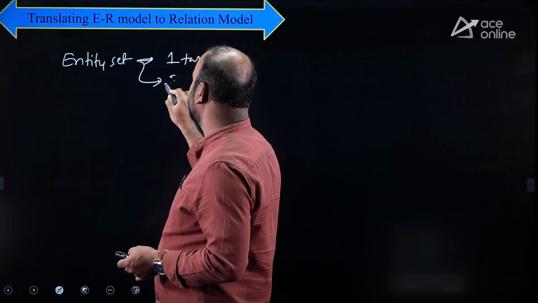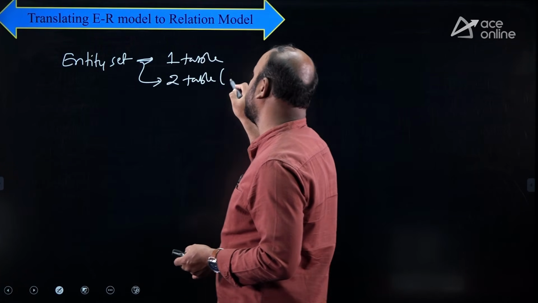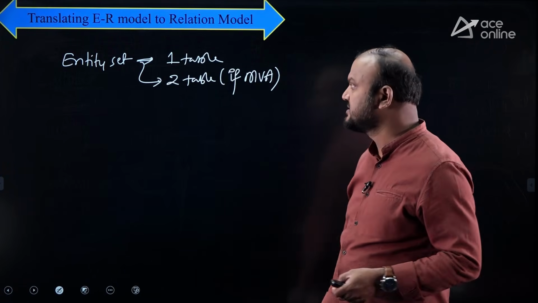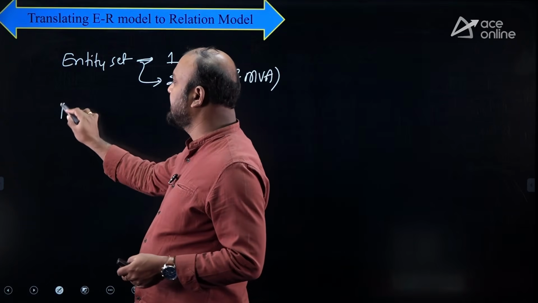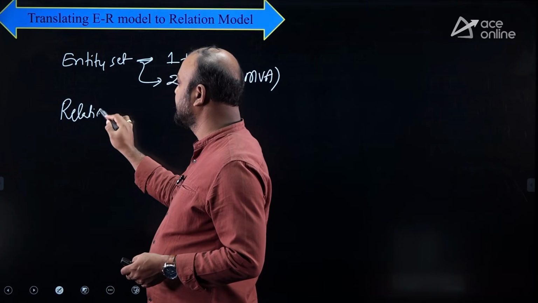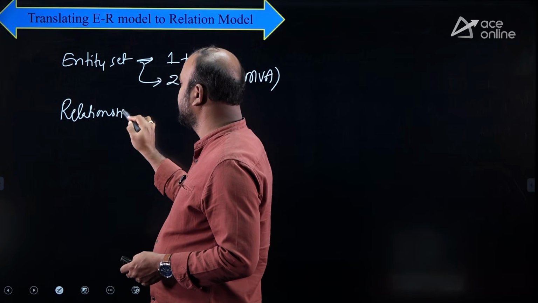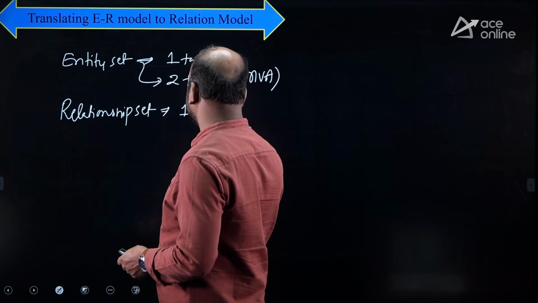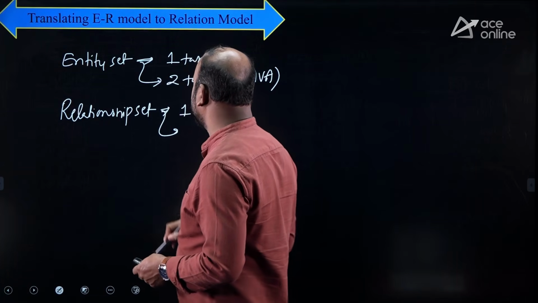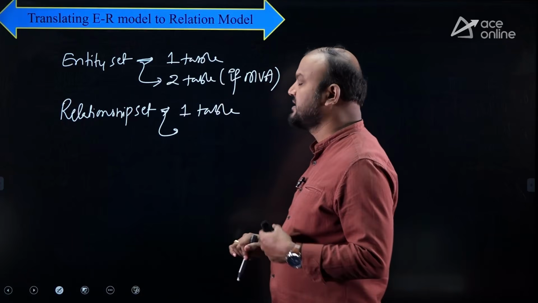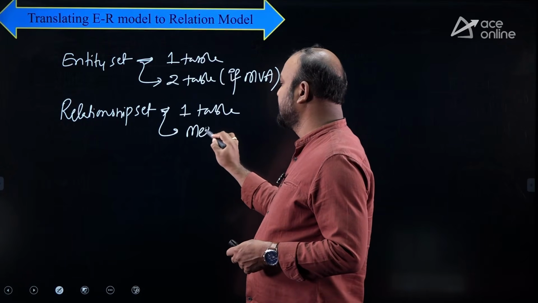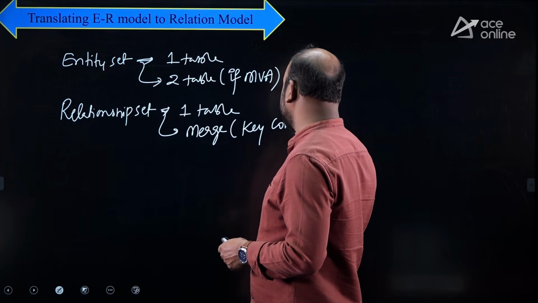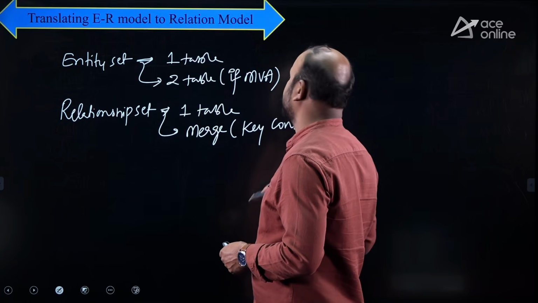And an entity set is to be represented as two tables if there are multi-valued attributes. These things we have discussed. And every relationship set is to be represented as one table, right? It is to be merged with the entity set when there is a key constraint. Do remember these points. There is a key constraint.